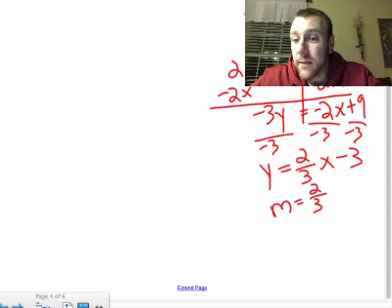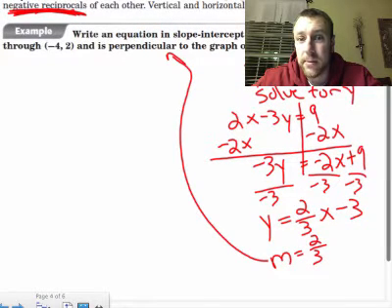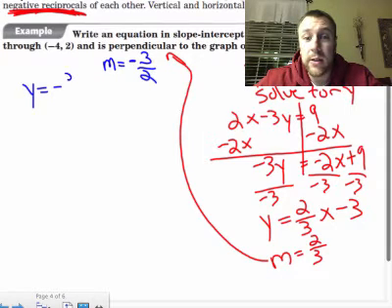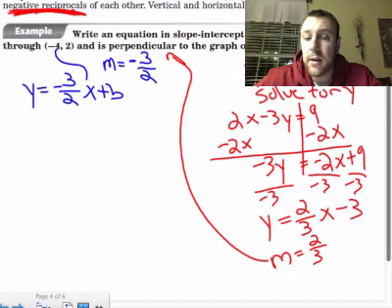So my m for that is 2/3, my slope. And that's what I'm looking for, because now I have to do the negative reciprocal. So I'm going to flip that and change it from a positive to a negative. So the m that I'm looking for is negative 3 over 2. And now I can just take that and follow the same steps I did. Negative 3 over 2 x plus b. I then plug in those points.